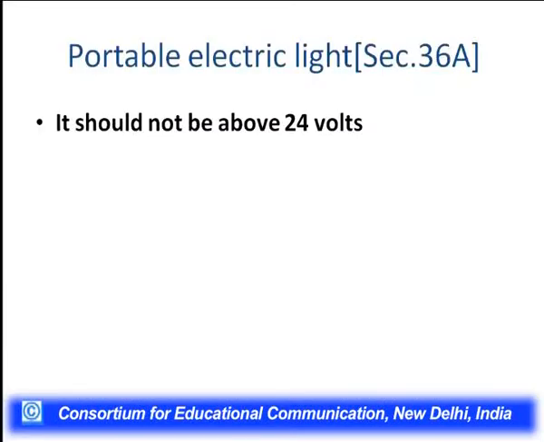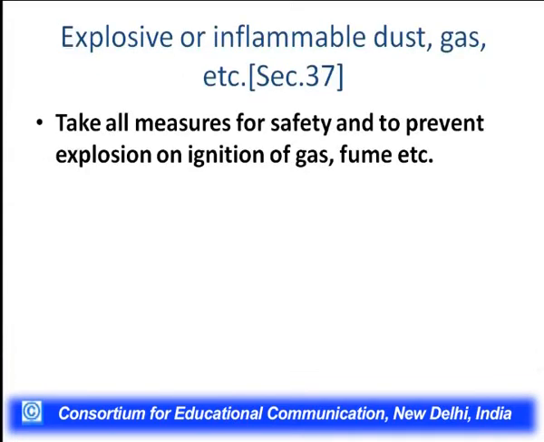Then Section 36A says portable electric light should not be above 24 volts in order to not cause any strain to the eyes. And Section 37 says regarding explosive or inflammable dust or gases, take all measures for safety and to prevent explosion or ignition of gas, fumes and dust, etc.